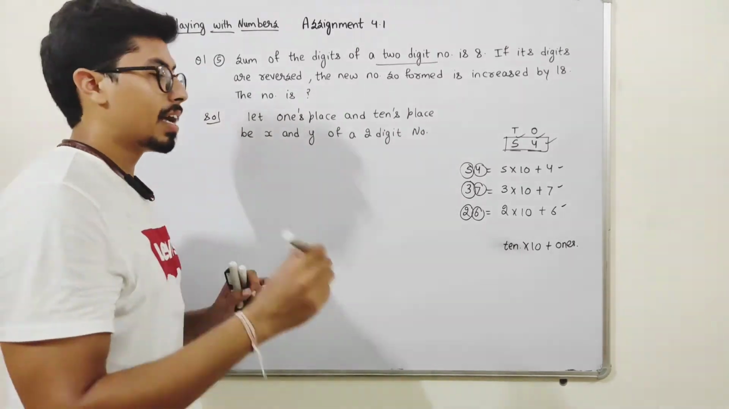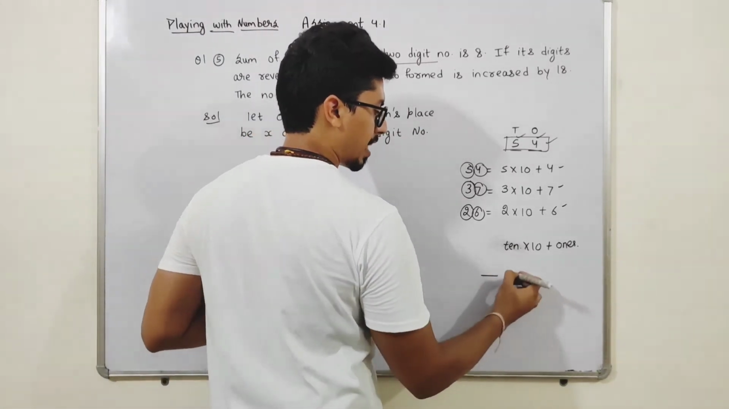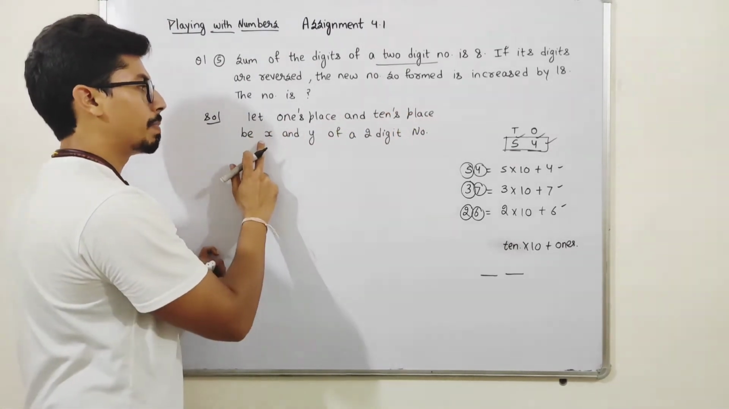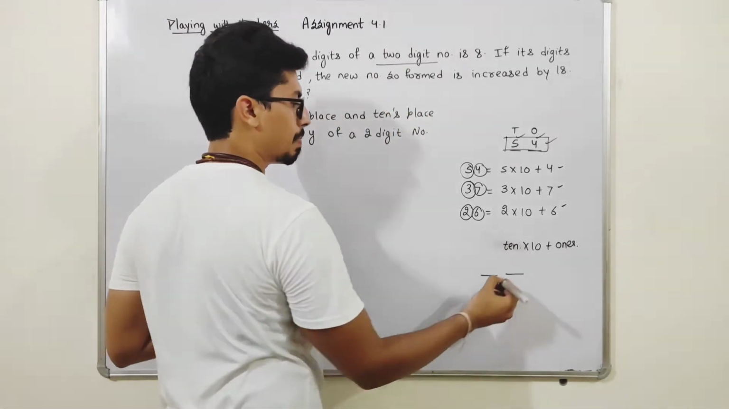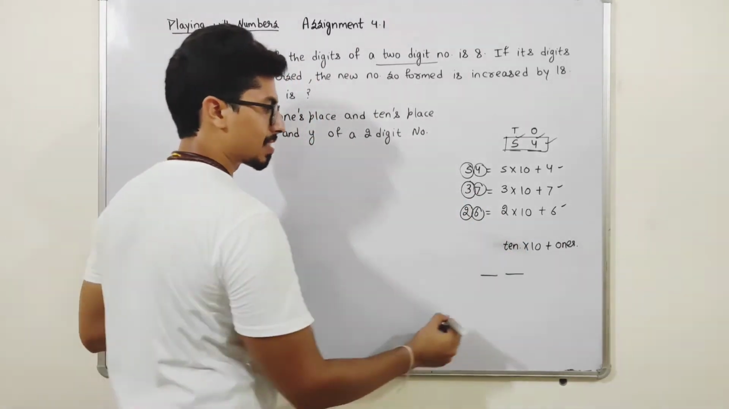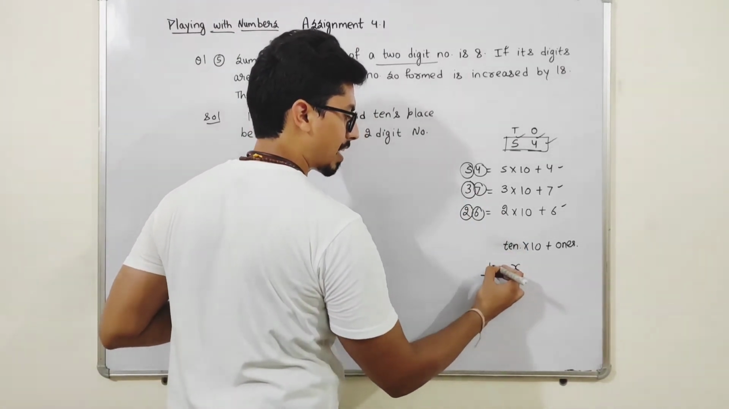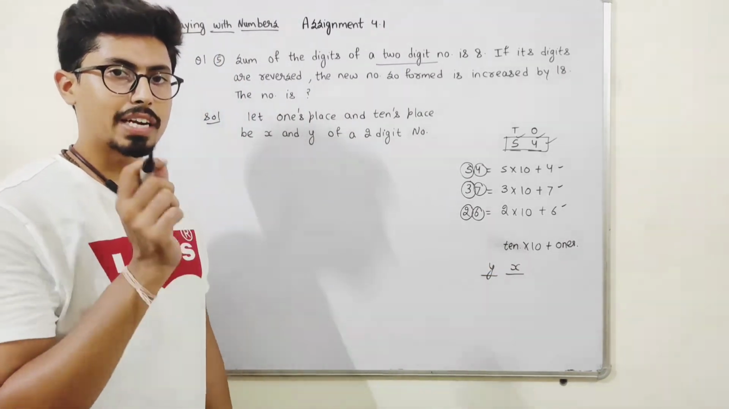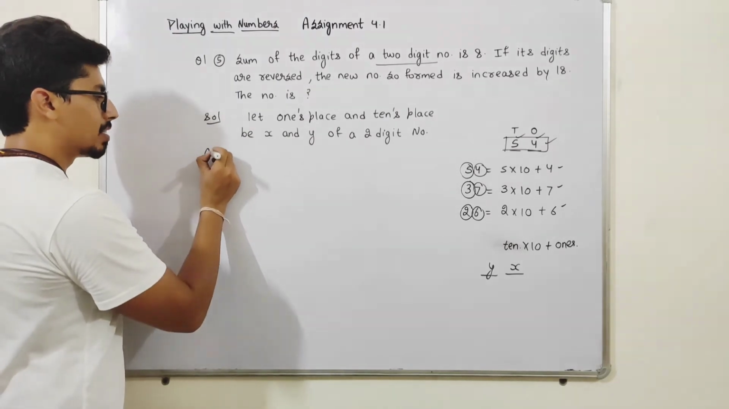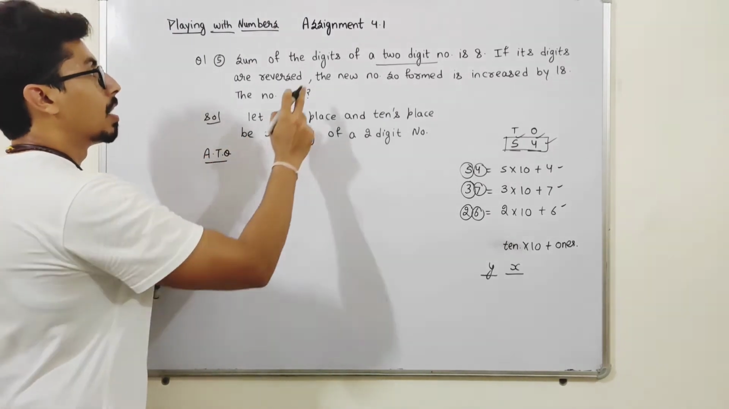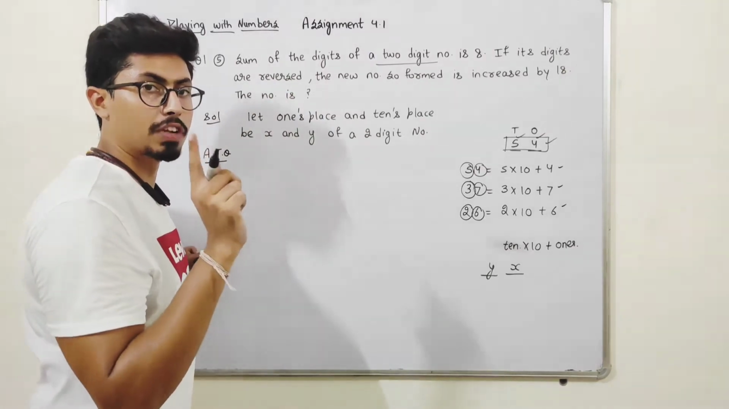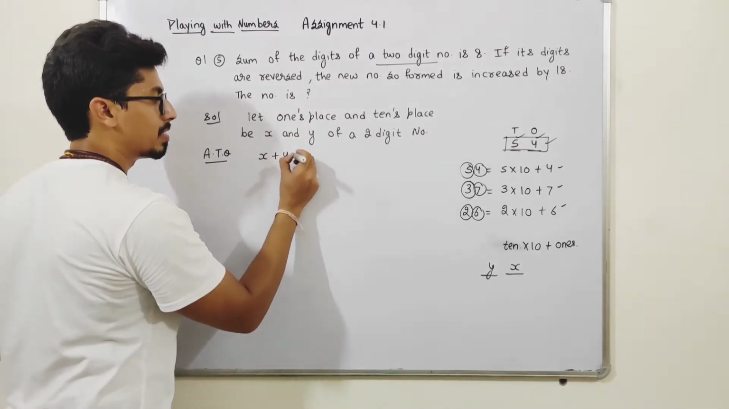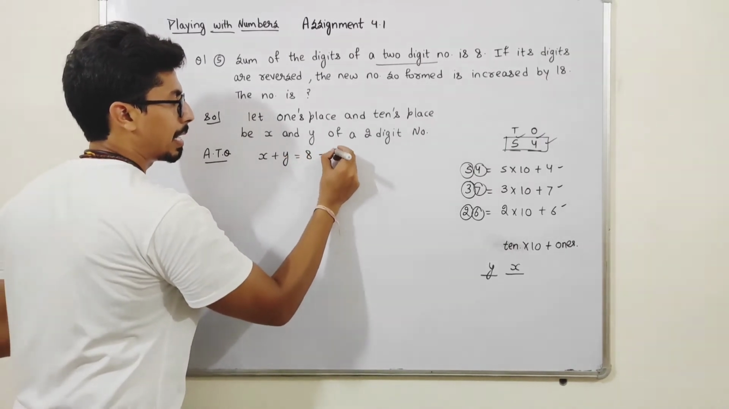Students, what I did, I just take a tens place and a ones place. See, the ones place and the tens place be x and y of a two-digit number. That means at ones place I take x, at tens place I take y. These x and y are digits. So according to the question, students, sum of the digits, that means sum of x and y is equal to 8. Name this as equation 1.